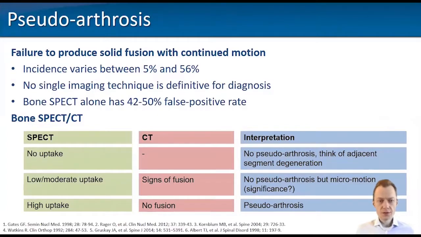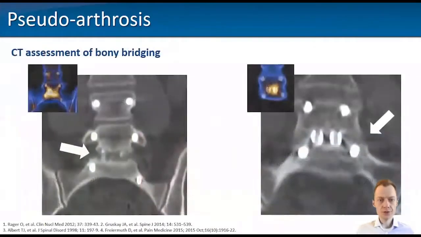Only when there's high uptake on SPECT and you see inadequate fusion on CT is pseudo-arthrosis suspected. So an example on the left where you can see that there is a lack of bony bridging and there is asymmetrical intense residual tracer uptake in the fused segments. So this is suspicious of pseudo-arthrosis.